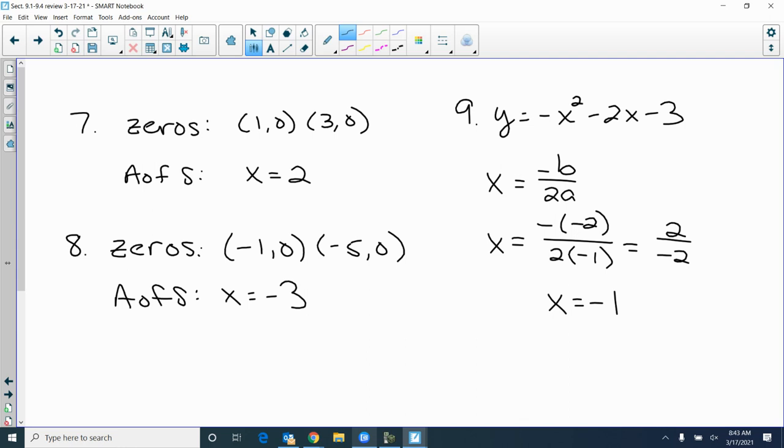X equals -1. Would you get it wrong if I put it in as -1, 0, like that? Yes, you get it wrong. Because why? What is it asking for? The axis of symmetry is not a point. The axis of symmetry is not a point. You only put a point in ordered pair form.